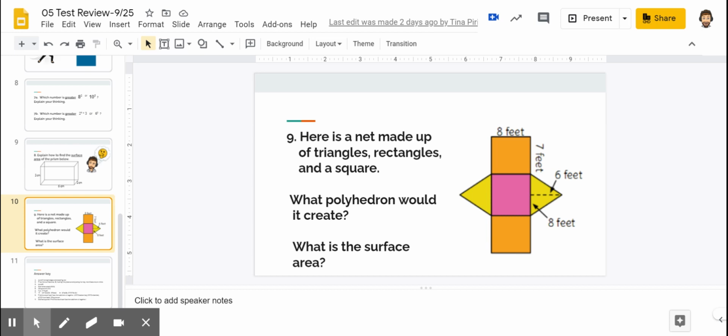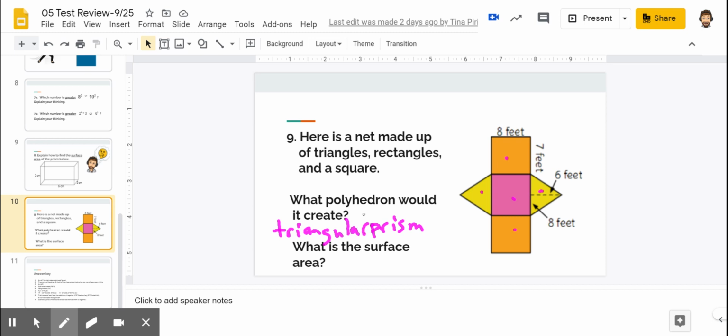All right, so for this one, here's a net made of triangles, rectangles, and a square. What polyhedron would it create? All right, I see 2 identical bases right there, and they're triangles. If I see 2 identical bases and the rest of the faces are rectangles, then I know that this is going to be a prism. And since the 2 identical bases are triangles, this is going to be a triangular prism.